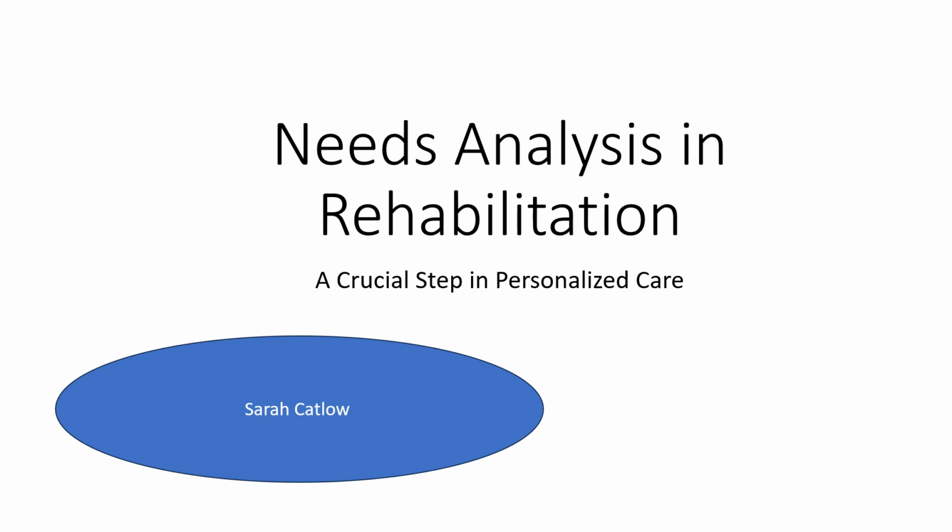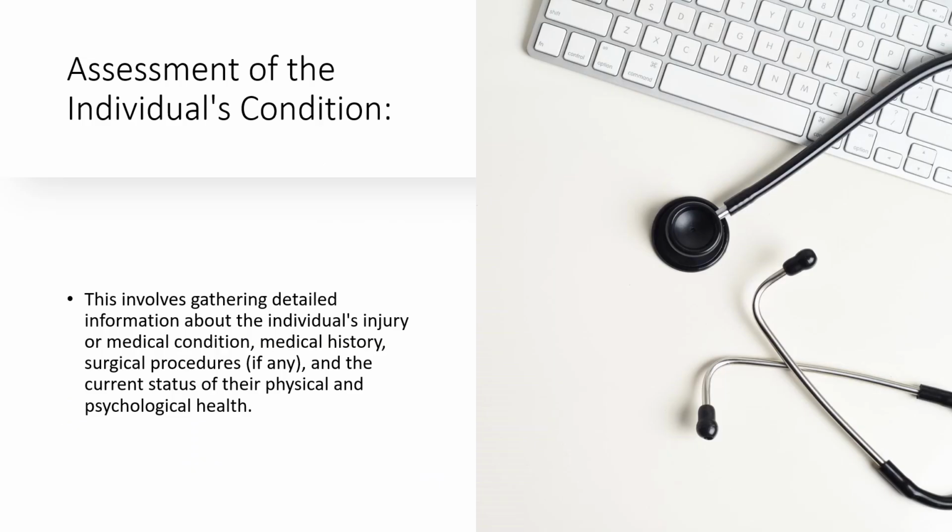It's really important when you're designing a rehabilitation program that it is personalized, it's linked to the patient and their needs and their requirements. The primary objective of a needs analysis in rehabilitation includes the following factors. The first one is assessment of the individual's condition. This involves gathering detailed information about the individual's injury or medical condition, medical history, surgical procedures if there were any, and the current status of their physical and psychological health.